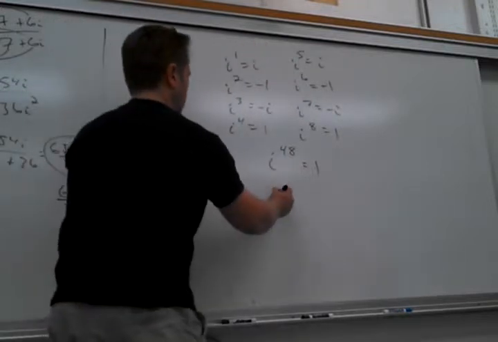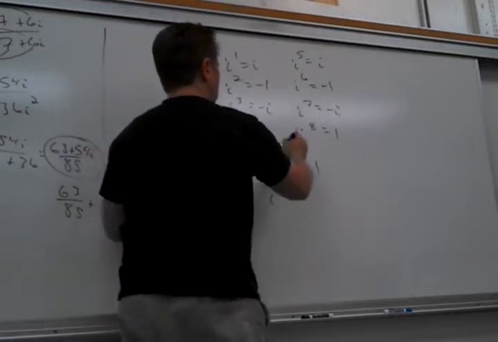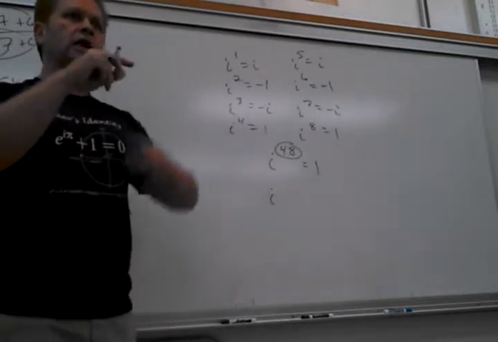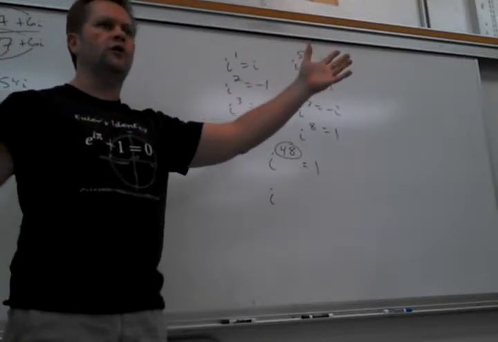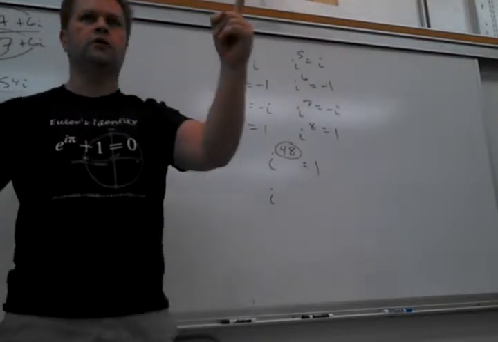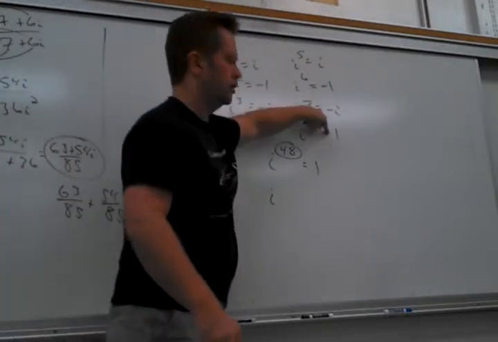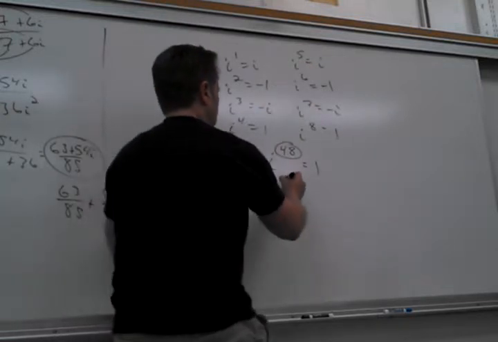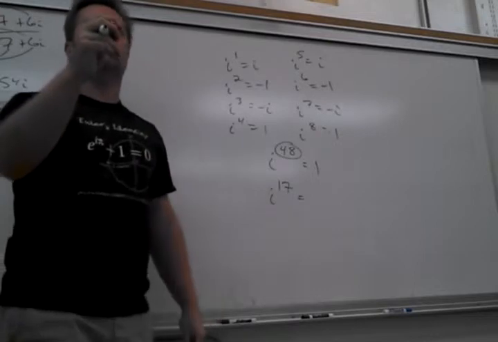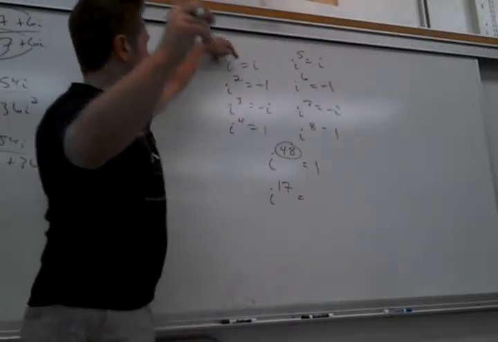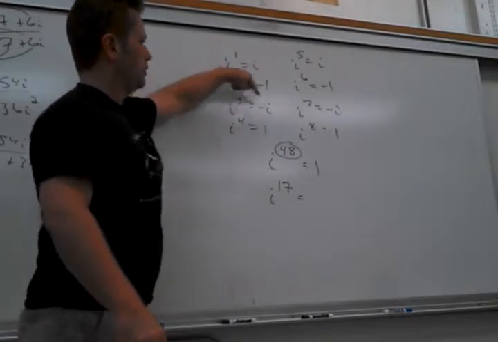Now watch. If I said you only care about the first number? No, 4 goes into 48. So every fourth one, it comes back to 1. So if I said i to the 4004, that's 1. 4 goes into 4004. Now watch. If I said, what's i to the 17th, 4 goes into 17, but it's got remainder 1, so it's i. If it was remainder 2, there. If it's remainder 3, there.